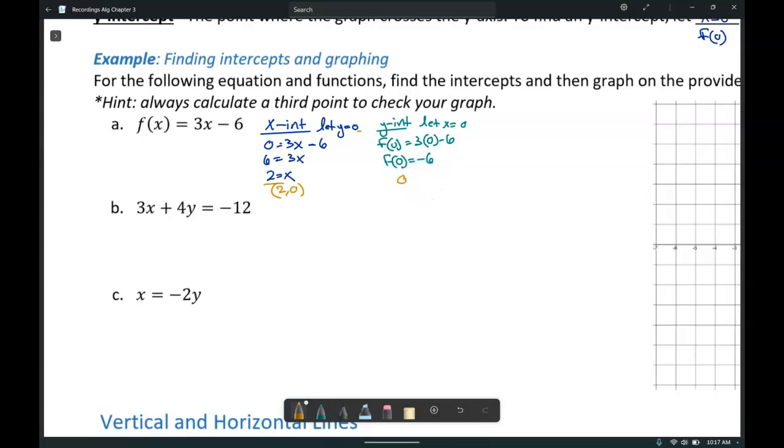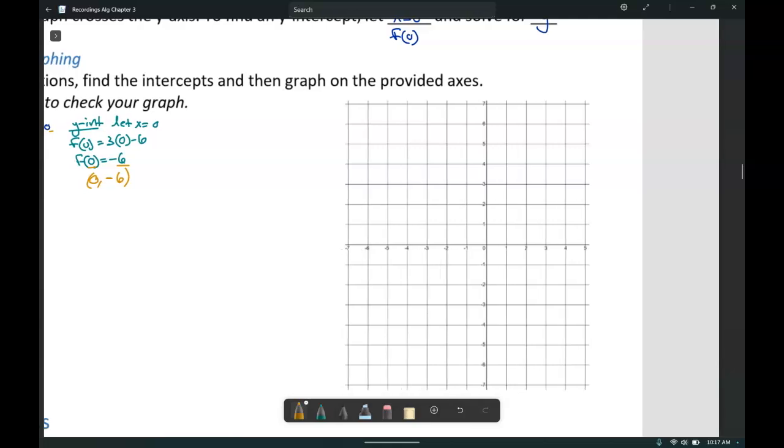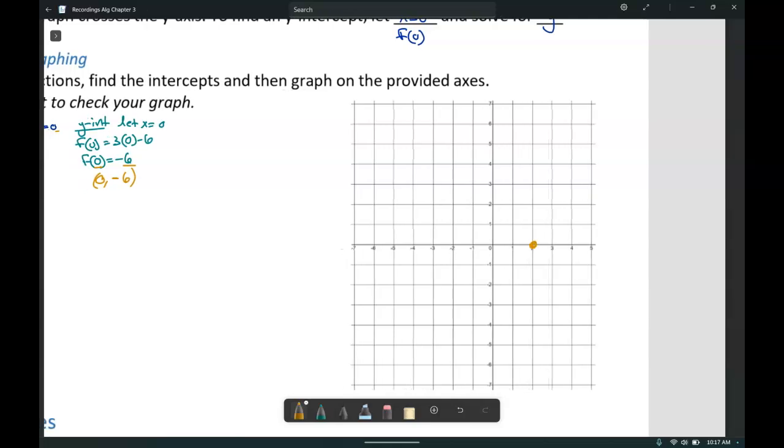X was 0 and evaluated it to negative 6. And so we have those 2 points. We have the points 2, 0 and 0, negative 6.